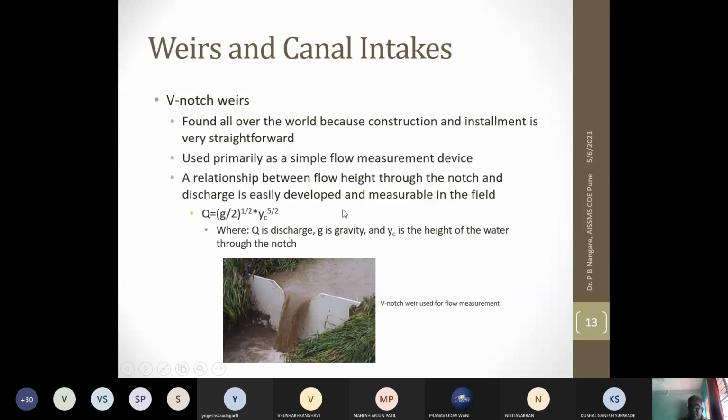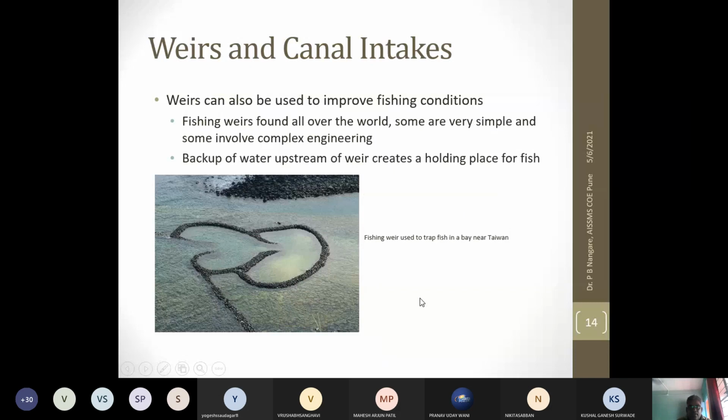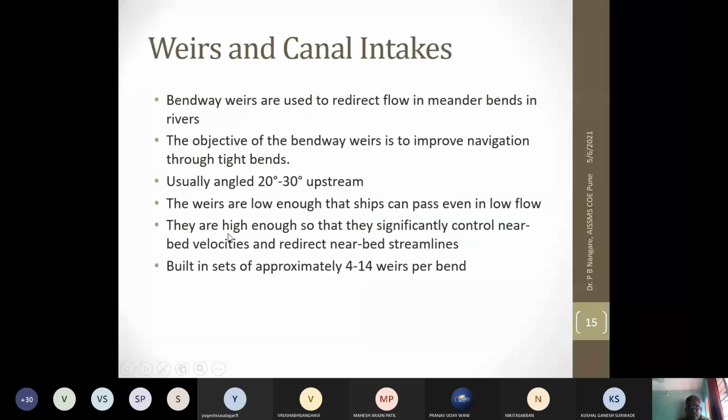It is used primarily as a simple flow measurement device. The relationship between the flow height through the notch and the discharge is easily developed and measurable in the field, and you find out the discharge value. Weirs can also be used to improve fishing conditions. This is a fish pond. Fishing weirs are found all over the world. Some are very simple and some involve complex engineering. The backup of water upstream of weirs creates a holding place for the fish.